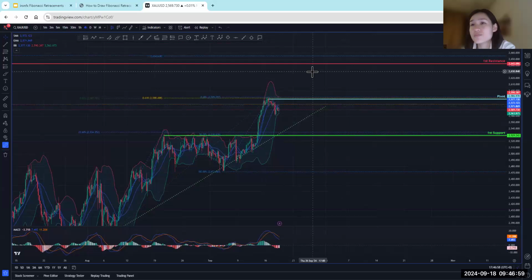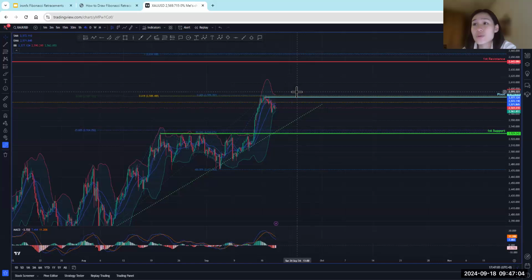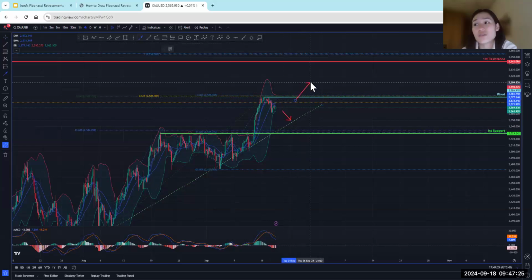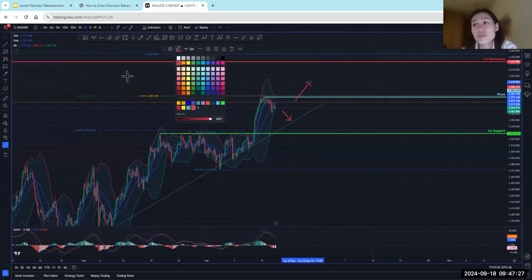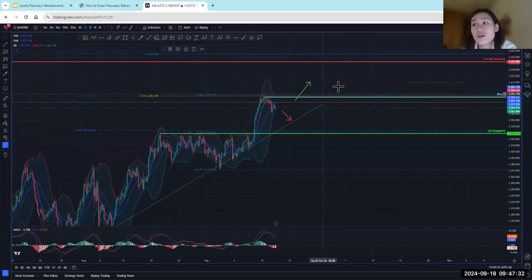towards our first resistance, only if prices are able to break out of this pivot level. So for now, slightly bearish momentum towards this ascending trend line. But I am expecting it to reverse off and continue heading upwards in the long run. But that's only if price is able to break out of this pivot level.